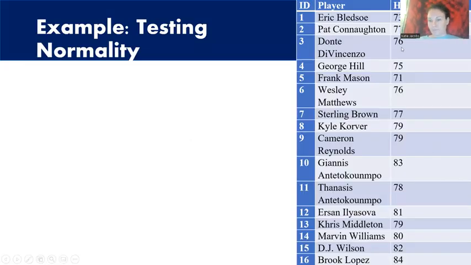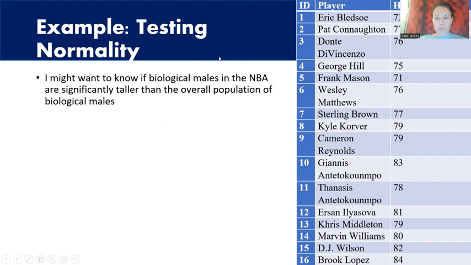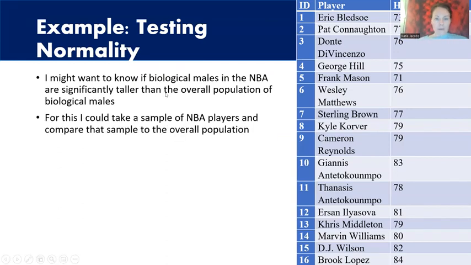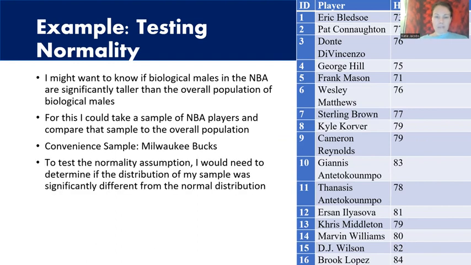So here's an example for testing for normality. You'll see here I have a data set. If I want to know if biological males in the NBA are significantly taller than the overall population of biological males, I could take a sample of NBA players and compare that sample to the overall population of males. So I decided to use a convenient sample and use the Milwaukee Bucks. To test the normality assumption, I would need to determine if the distribution of my sample was significantly different from the normal distribution.